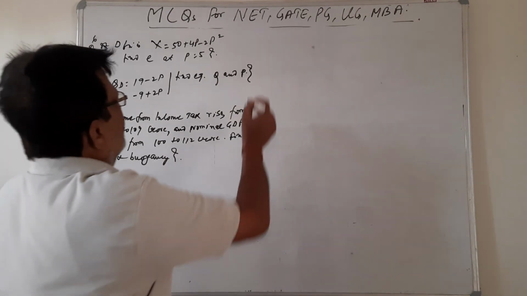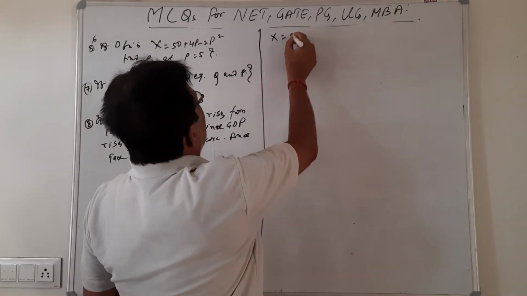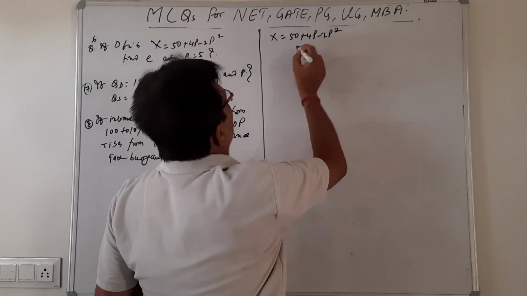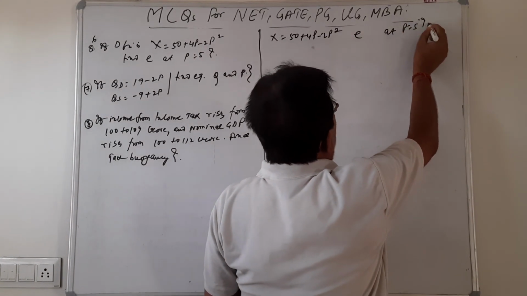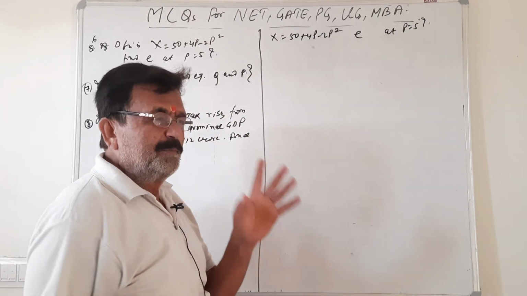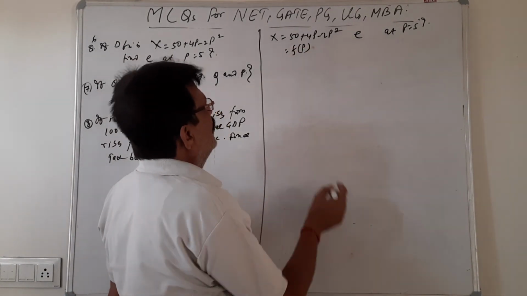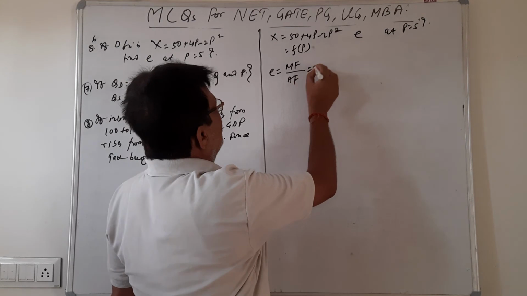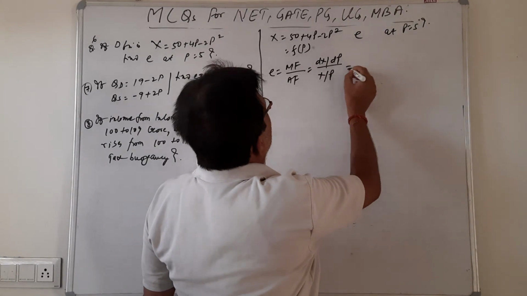Now this question: we are given the demand function, that is x is 50 plus 4p minus 2p square. So we have to find the elasticity at p equals 5. Mathematically, when we go to calculate elasticity of demand, first of all we have to observe what kind of function it is. So here demand is a function of price, so elasticity would be marginal function by average function, dx by dp over x by p.